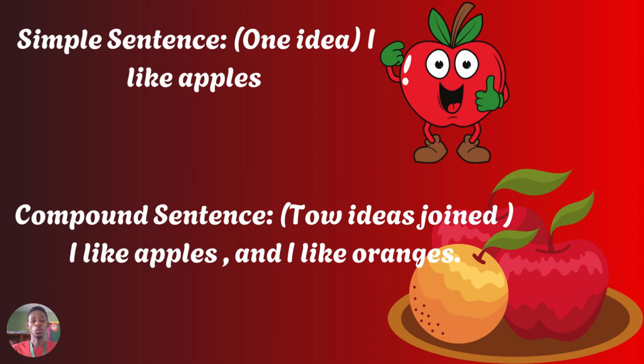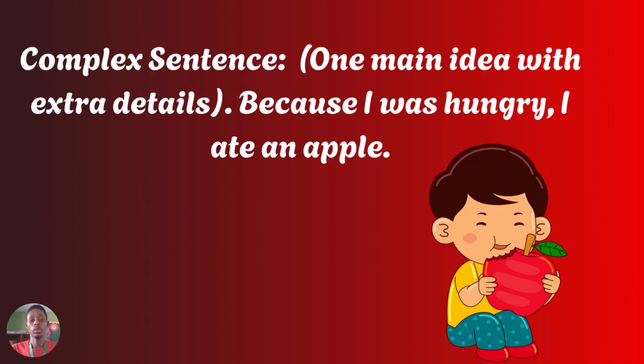The simple sentence has to do with one idea. For example: I like apples. Then the second, the compound sentence, has to do with two ideas joined together, like: I like apples and I like oranges. Now let's take a look at what the complex sentence is about. It has one main idea with extra details. For example: because I was hungry, I ate an apple.